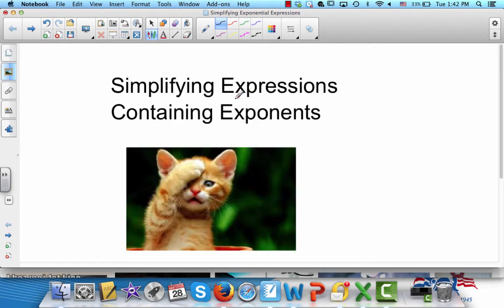Okay, simplifying expressions containing exponents. I know that you don't have a headache already like this little kitty right here, but if you do, just rub your head a little bit and we'll move on to simplifying expressions containing exponents.